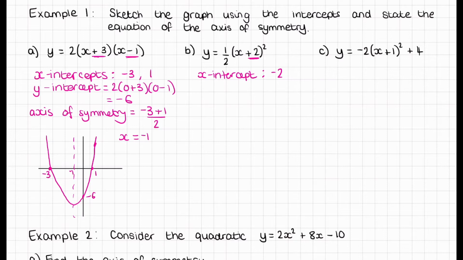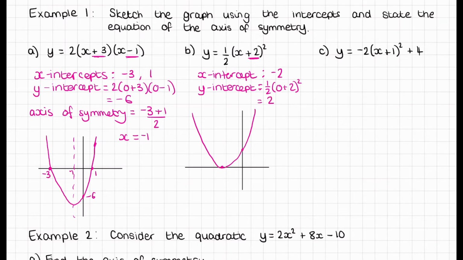We can find our y-intercept by just putting 0 in for x. So we have 1/2 times (0 plus 2) all squared, which equals 2. Our axis of symmetry will actually just be our x-intercept, because it's touching at the bottom of the graph. So the axis of symmetry is at x equals -2. We know it's a happy face, and it's crossing the y-axis at 2, so then we can just draw the graph because we know it's going to look like that. And then make sure everything is labelled.